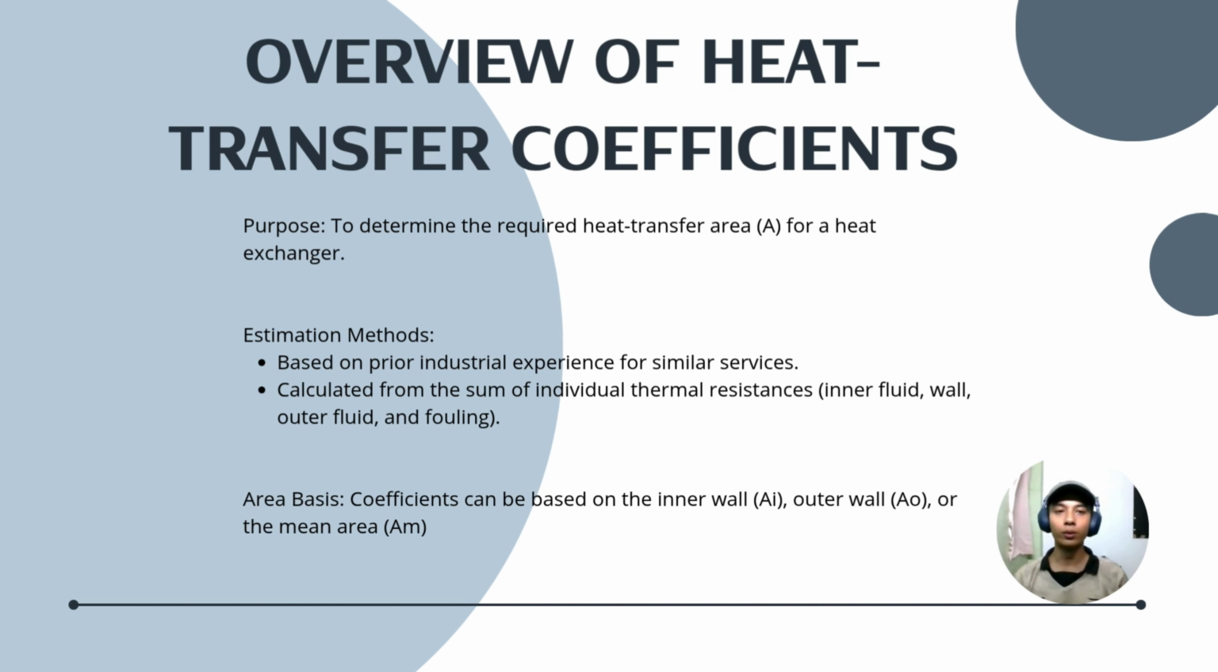Moving on to overview of heat transfer coefficients. To size a heat exchanger, we first need to find the overall heat transfer coefficient U. Think of U as a measure of how easily heat moves through several barriers, the two fluid films, the pipe wall, and any dirt or fouling layers. Because pipes have different inner and outer surface areas, we usually calculate U based on the outer area, AO. This gives us a consistent baseline for determining the total heat transfer area needed for our project.